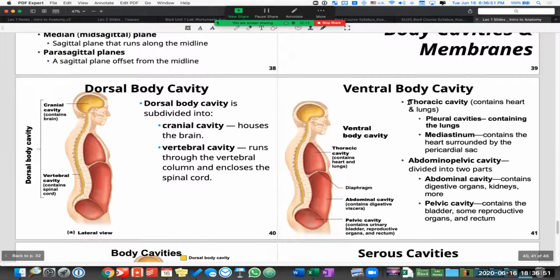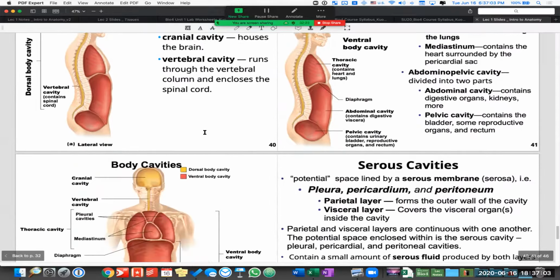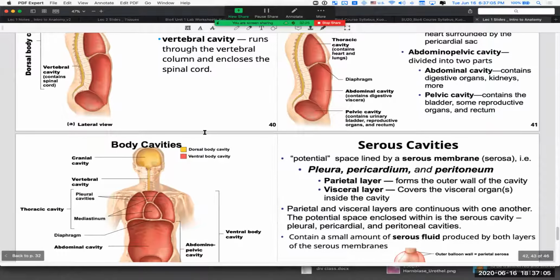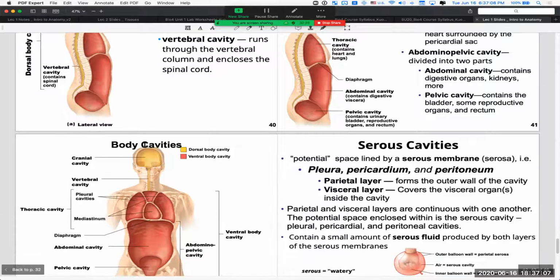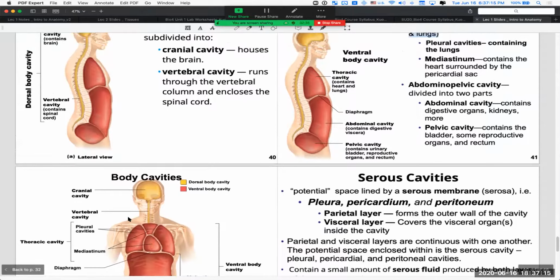But the first thing I do want to point out and clarify is the thoracic cavity, which houses the heart and the lungs. So that's this whole region. That thoracic region can be further divided into pleural cavities. Each pleural cavity contains a lung, so these are your pleural cavities. Pleura, as we'll see later, is the membrane that wraps around the lung.